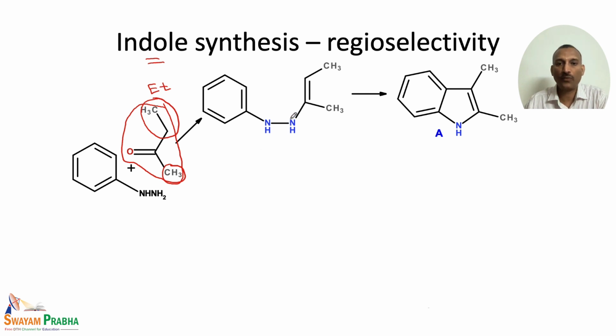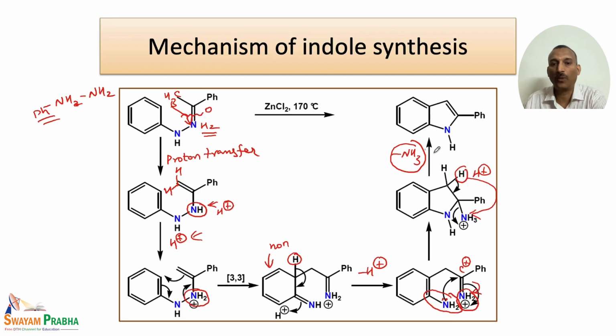So here, as we know, the first step is the formation of the phenyl hydrazone, and once the phenyl hydrazone is formed, we know the next step is the alkene, that is the olefin formation. So through the proton transfer we end up with this particular intermediate, and this intermediate can now undergo cyclization to give product A. So here this is actually the 2,3 dimethyl substituted product, that is, indole is formed.